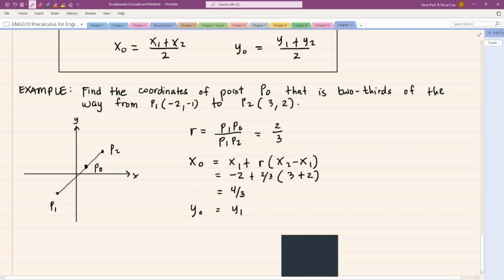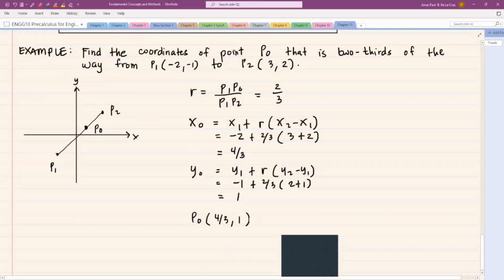So we have Y1 plus R times (Y2 minus Y1). So Y1 is negative 1 plus 2/3 of 2 minus negative 1. So that's 2 plus 1, 2 minus negative 1, and we'll come up with 1. Therefore, P has coordinates 4/3, 1. So that's our answer. P is 4/3, 1. That's its coordinate.